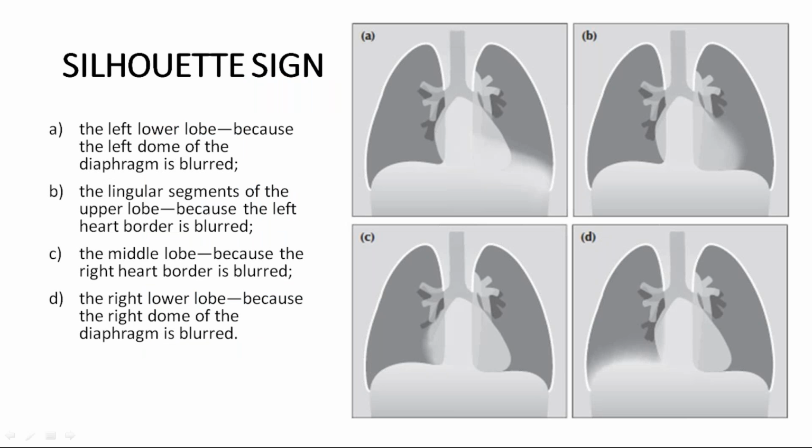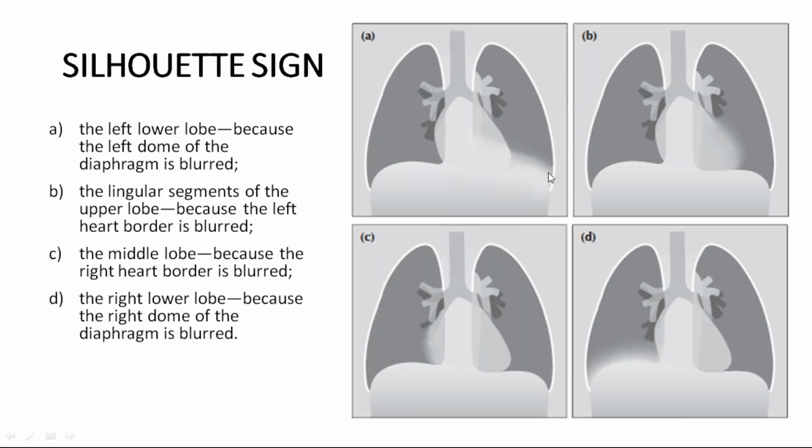Now, this is what the silhouette sign is. Actually, absence of silhouette sign is nothing but the absence of silhouette. Silhouette, all of you know, is shadow over shadow. The left lower lobe, because of the left dome of the diaphragm, is blurred. Can you see the diaphragm here? No. So that means it is a left lower lobe pathology.